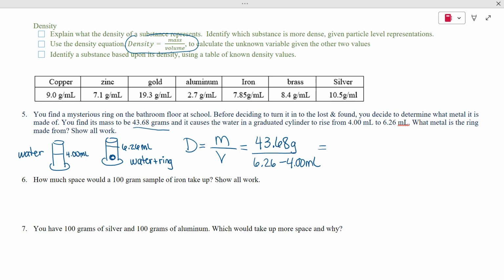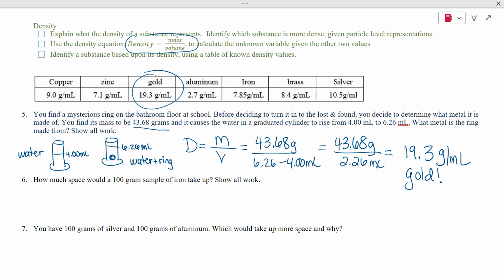So my mass was in grams, and to find the volume of the metal, I subtract the volume of just the water from the total volume. So our mass is 43.68 grams, and if we subtract these two numbers, it looks like the volume of our ring was 2.26 milliliters. Notice how I'm labeling each of my numbers with units; that's something you want to do. Then when I divide this, I end up with a density of 19.3 grams per milliliter. So I can go back and look at my table of given values, and it looks like my ring is gold. Hooray. So I've identified the metal based on its density.